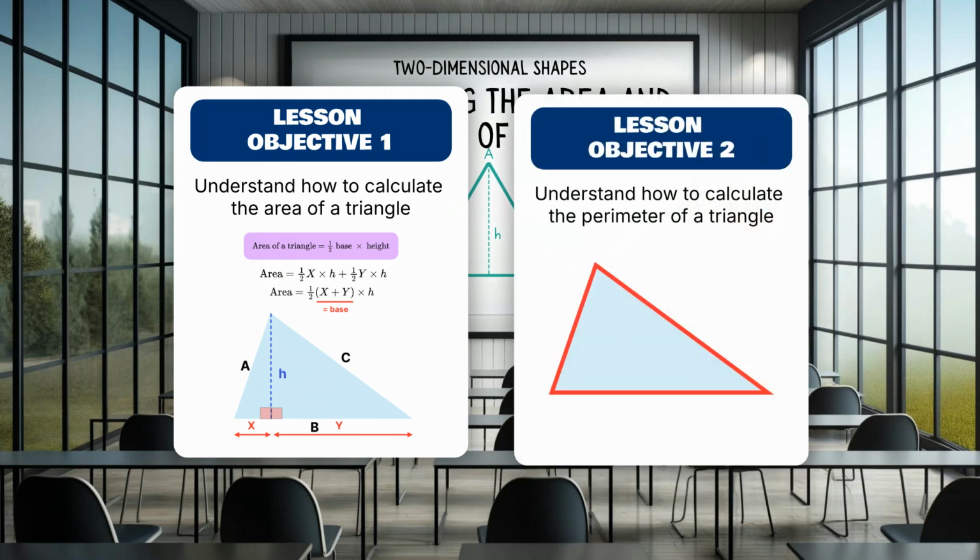Next, we moved on to calculating the perimeter of a triangle, which is simply the sum of its three sides. This process is straightforward and does not depend on the triangle's angles or specific type. By mastering these calculations, we are now equipped to tackle more complex geometric problems that involve breaking down intricate shapes into triangles. Understanding how to find the area and perimeter of triangles strengthens our foundation in geometry.